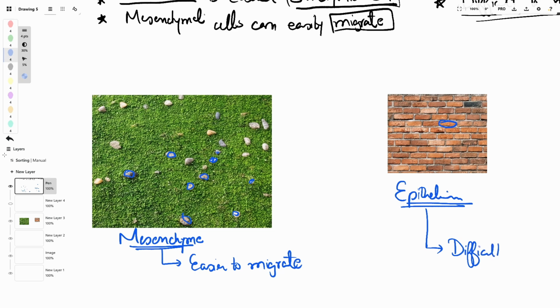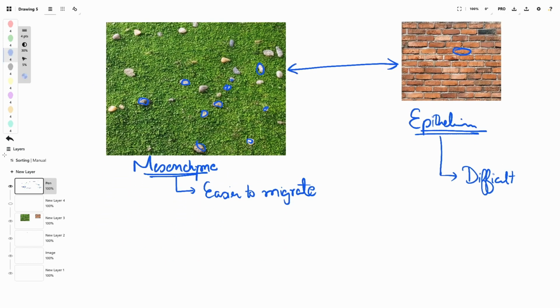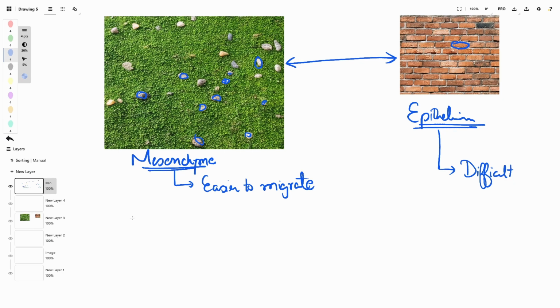Of course, we will see later on that they can interconvert. These pebbles can interconvert into this brick wall, and this brick wall can interconvert into these pebbles. So that is the concept of transition, epithelium to mesenchymal transition, or mesenchymal to epithelium transition, that we will see later. So now let's see what is the source of mesenchyme.